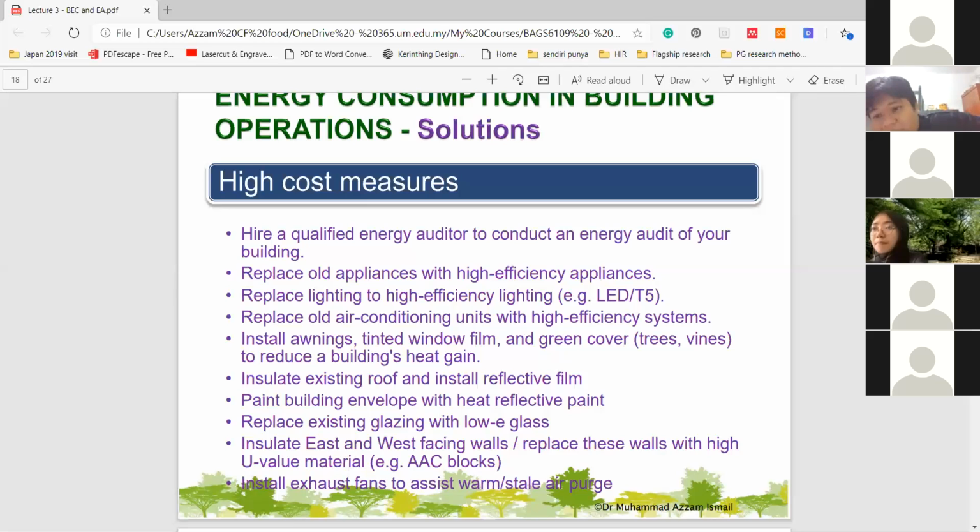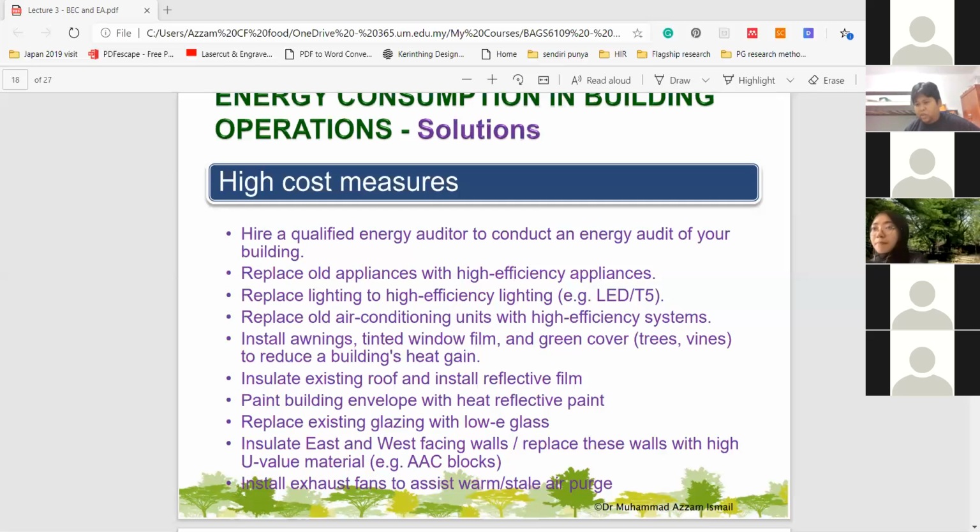Especially if your building is sitting right in the middle of the city, where the traffic is really noisy, then go for double glazing. Just a small price to pay lah. And then, the other one is to insulate your east and west facing walls. These are the two walls which are facing the sun in the morning and the afternoon. So especially the western side, best to insulate it. Or perhaps use a different material.